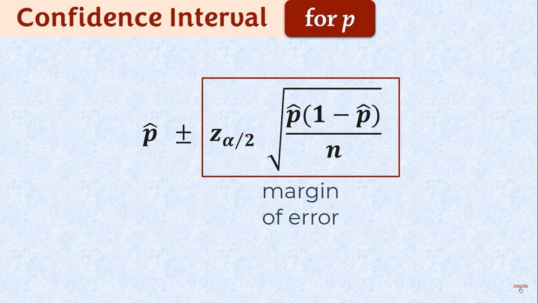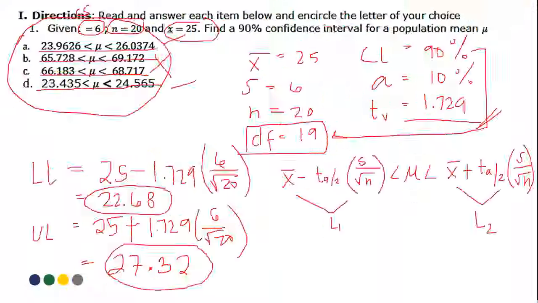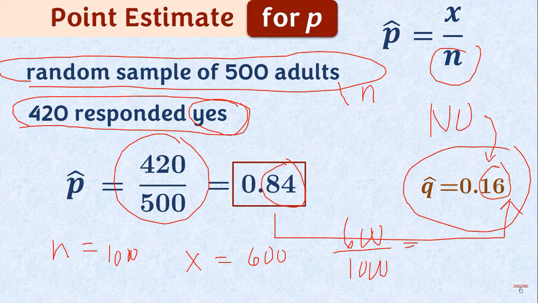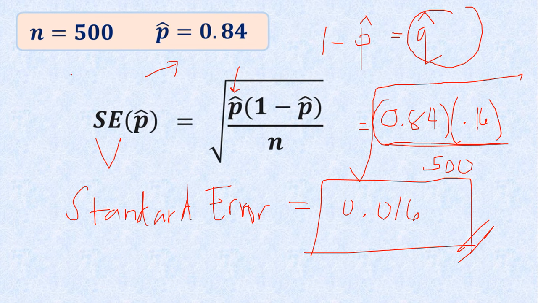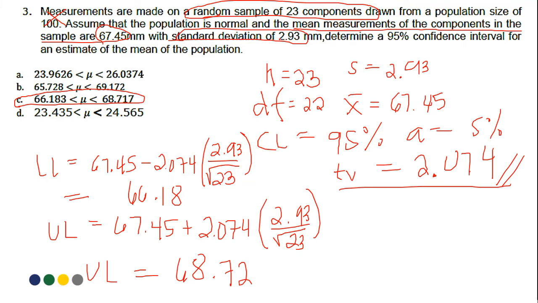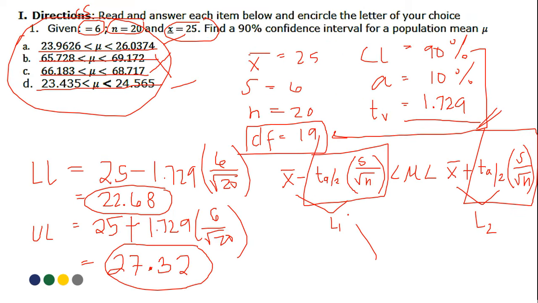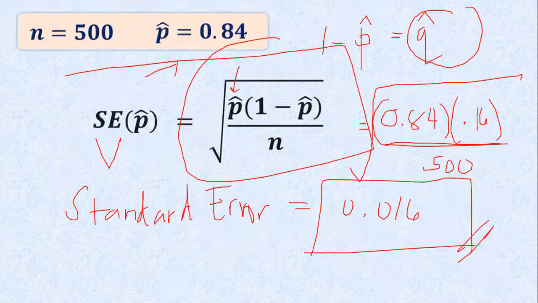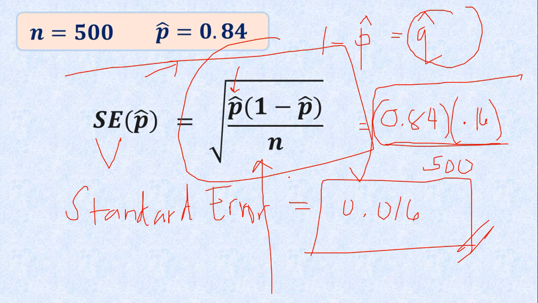Ito, nabanggit ko to sa inyo nung face-to-face. This is the margin of error. Doon sa ating formula sa previous lesson, sinulat ko yung formula dito, di ba? Ito yung tinatawag nating margin of error. Okay? Yung standard error naman, ito na yon. Standard error, ito na yung formula ng standard error. Wala siyang critical value. I repeat, if it is margin of error, meron siyang critical value. Yung nakabilog dito, oh, may critical value yan. Pag sinabing standard error, wala po siyang critical value. Yung mismong naka-square root lang.